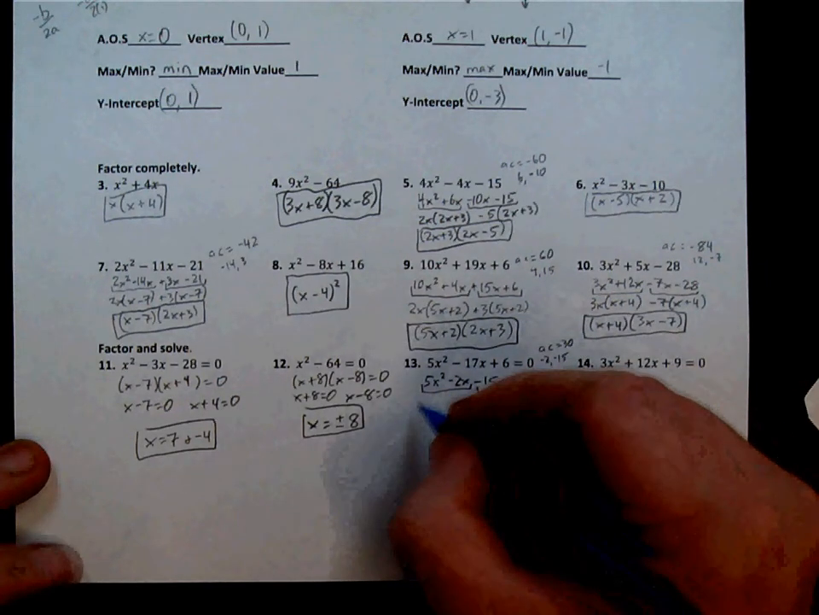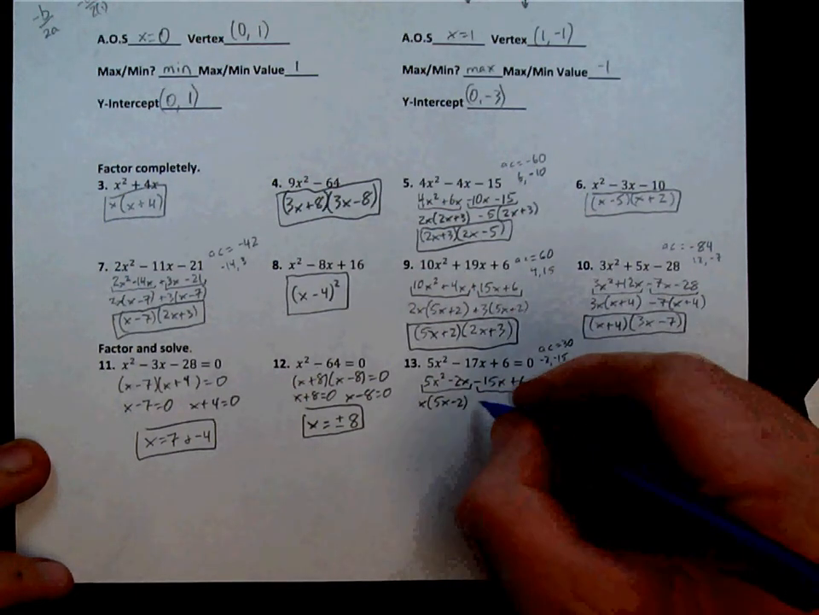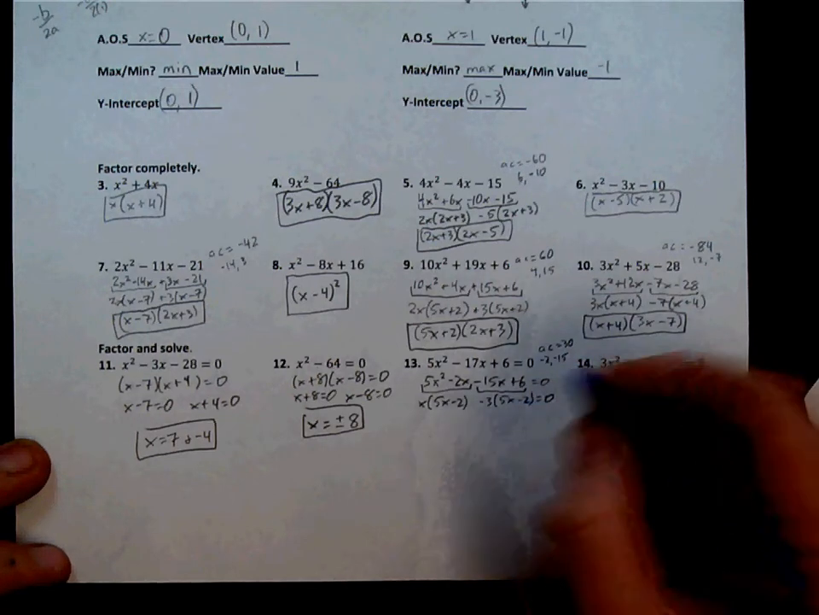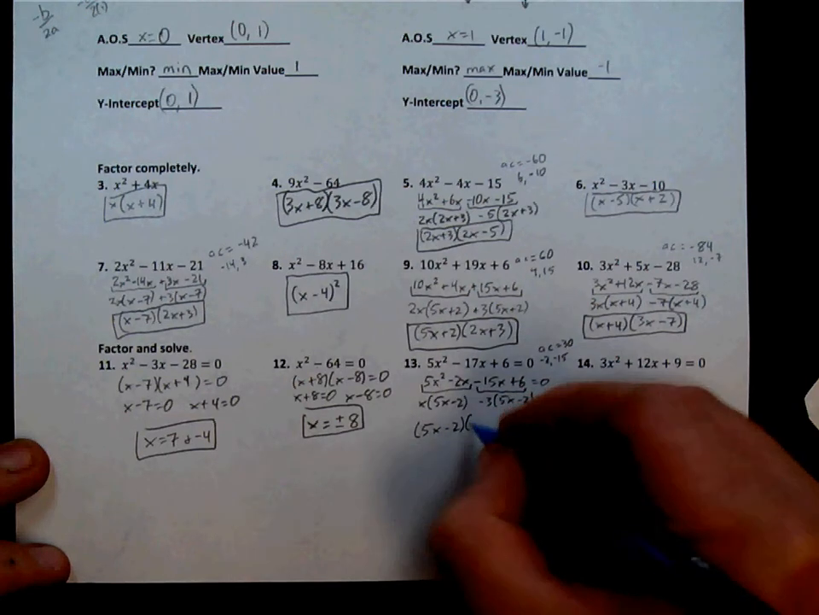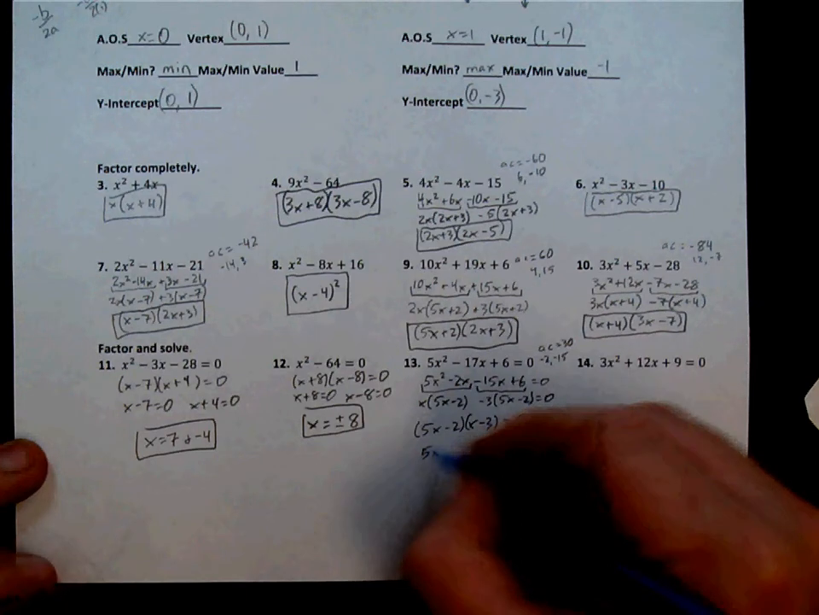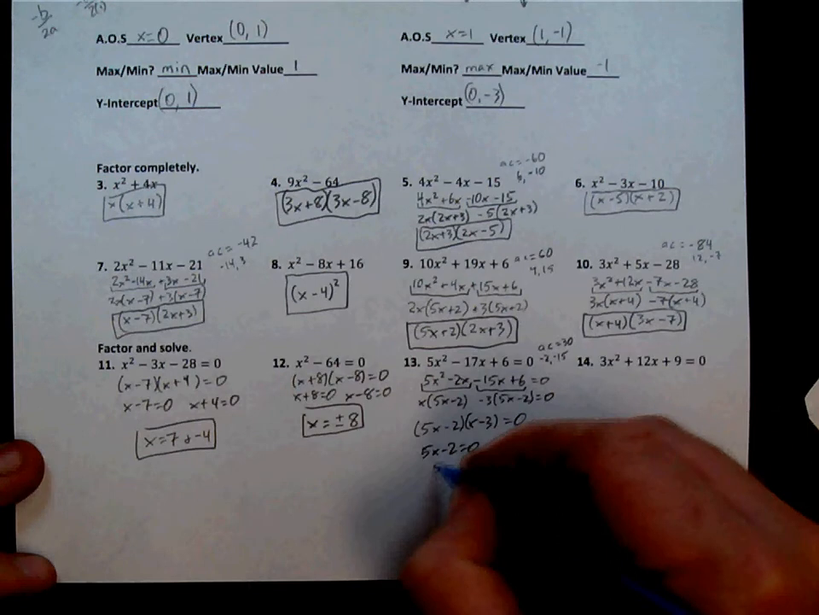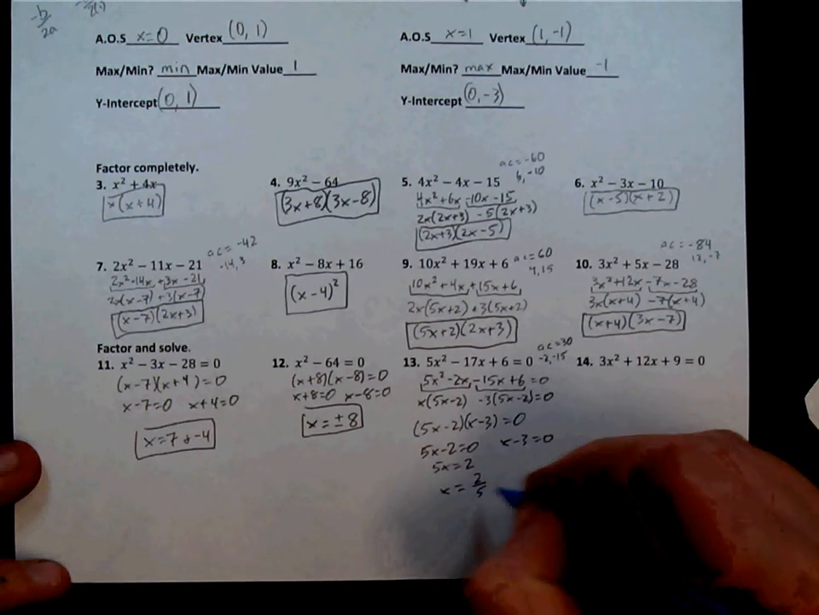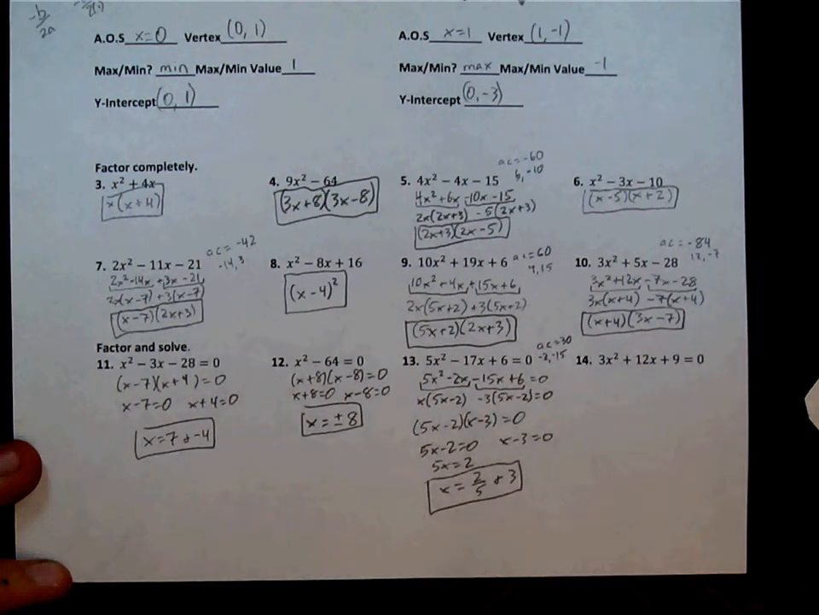Now I can pull an x out of both of those, leaving me with 5x minus 2. I can pull a negative 3 out of both of these, leaving me with 5x minus 2. They both have a 5x minus 2 factor. Take that out, leaves me with x minus 3. Now set each factor equal to 0. 5x minus 2 equals 0. x minus 3 equals 0. Add your 2. Divide by 5. I get 2/5. This one you just add 3, so you get positive 3. So 2/5 and 3 are the solutions there.